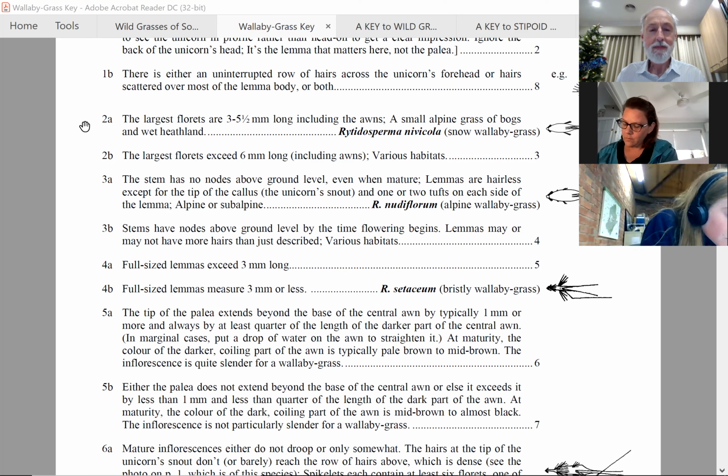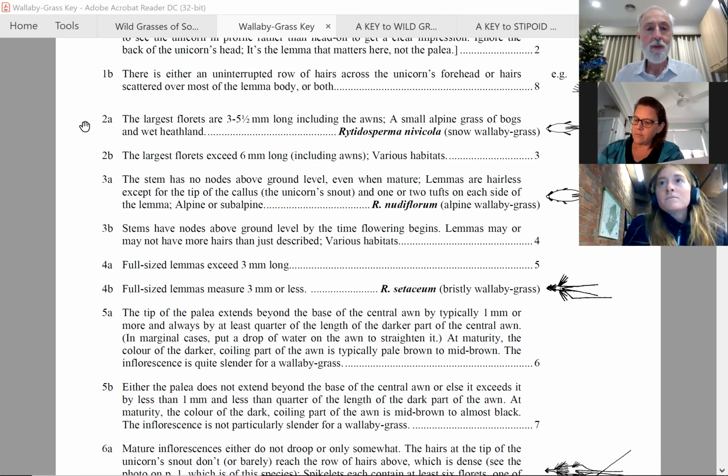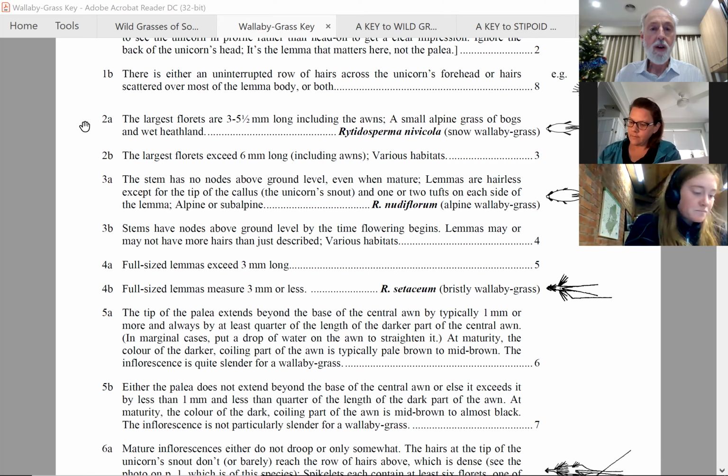The awn is about 12 or 13, and yeah, okay. I don't know. Longer, right? Yeah. They're very much longer than 5.5 millimeters long when you include the awns. So we could stop there because there's something seriously wrong, but we should check the other bit. The other bit says a small alpine grass of bogs and wet heathland. These specimens came from Boronia. So it misses out on both scores.